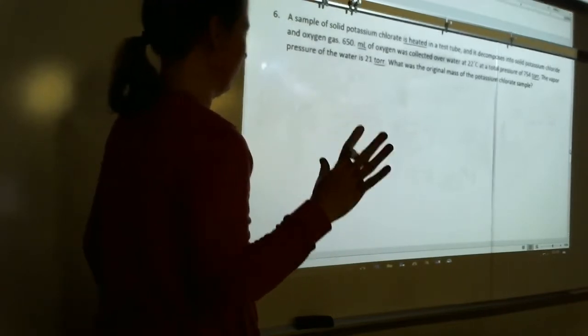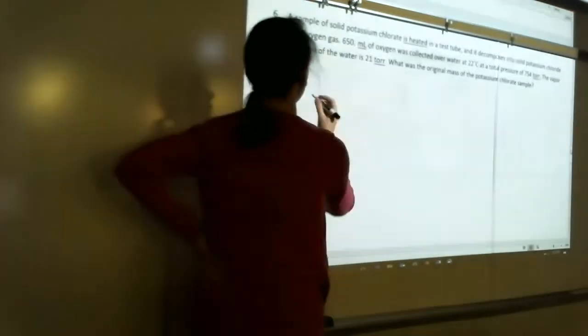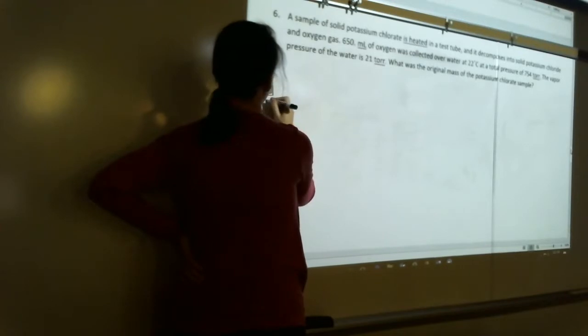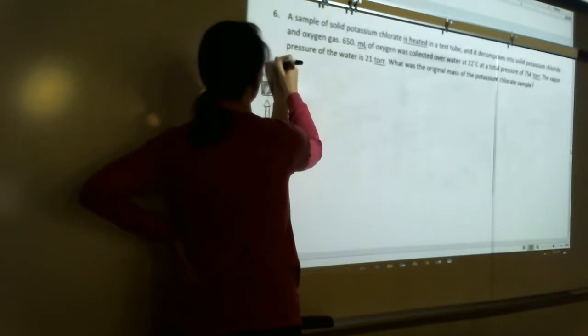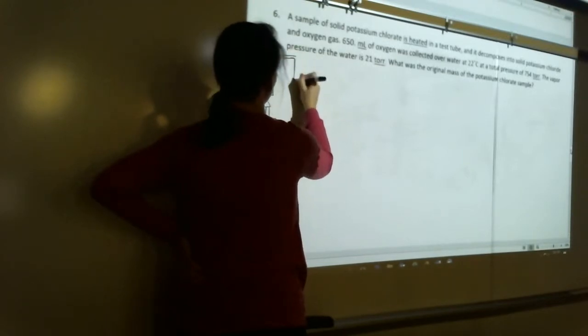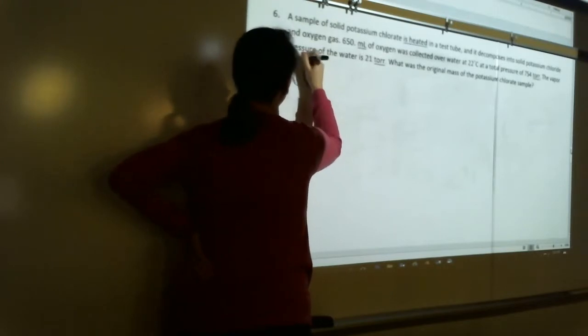We got a lot going on here, right? So we're taking our sample, and there's our solid, right? We're heating it. There's our Bunsen burner, and then we've got some sort of tubing here to collect the gas, right? And then we're bubbling it into water. So here's some water.